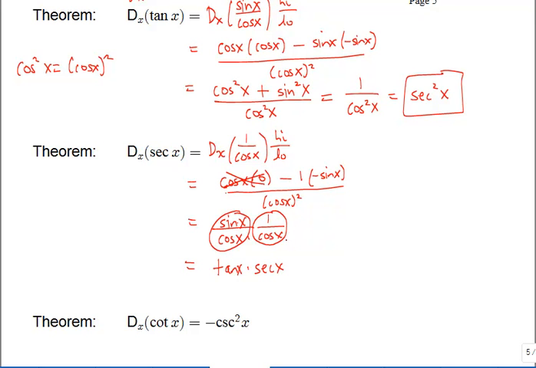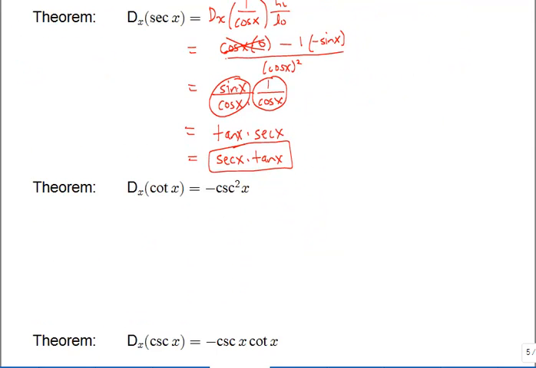So the derivative of secant x is tan x times secant x, or usually in textbooks they have it in the other order, which doesn't matter because multiplication is commutative. So the derivative of secant is secant times tan. Okay? So we've just derived the derivative of tangent and found that it's secant squared, and we've just found the derivative of secant is secant times tangent.